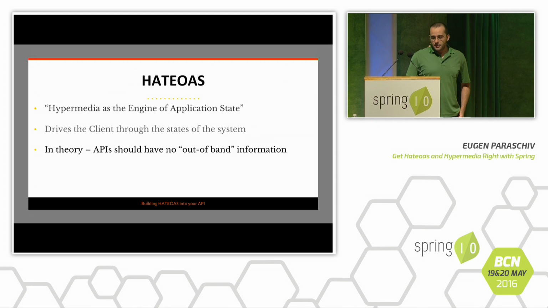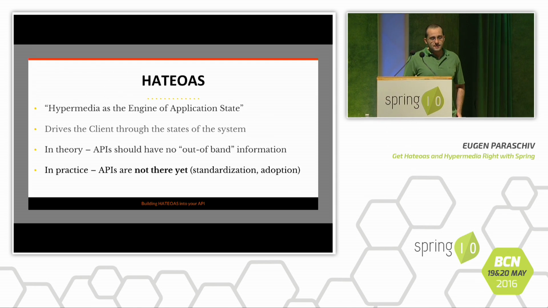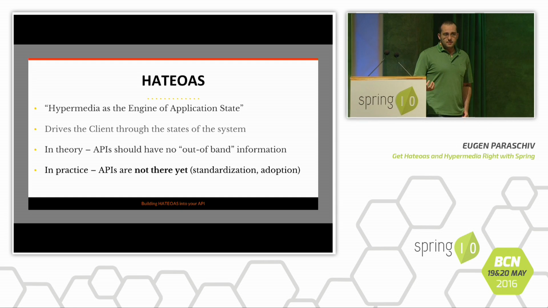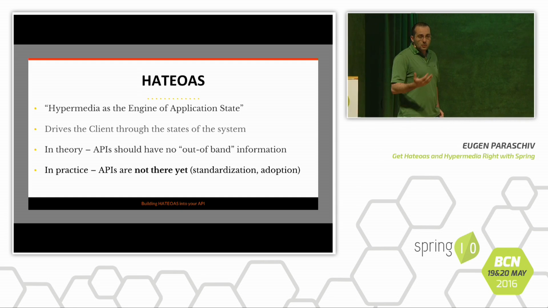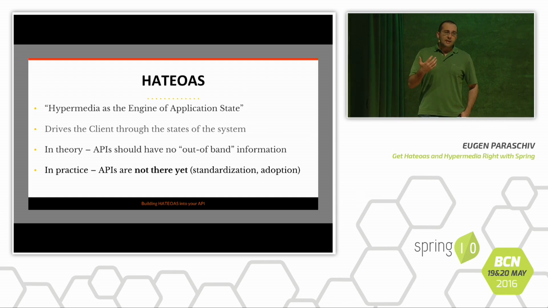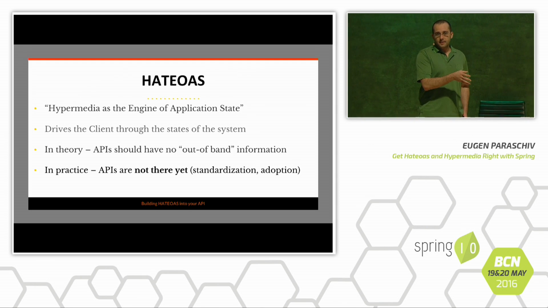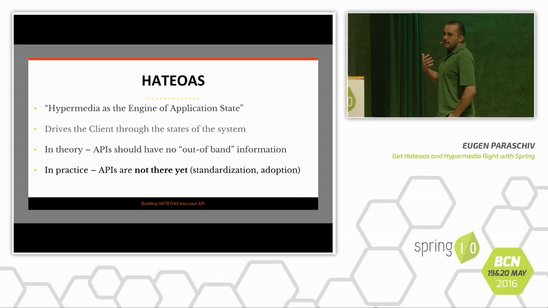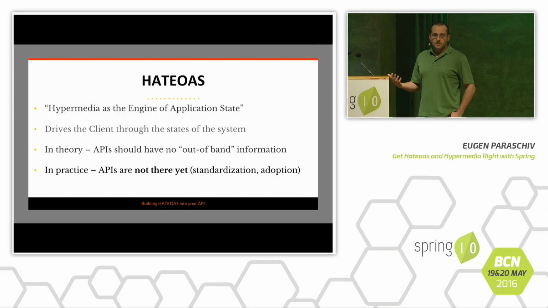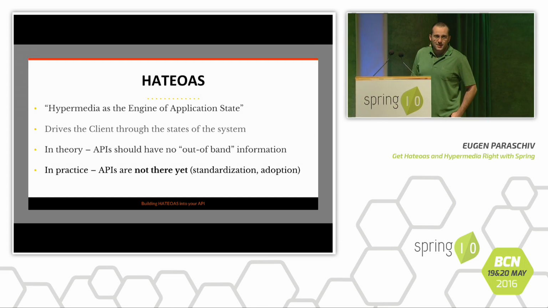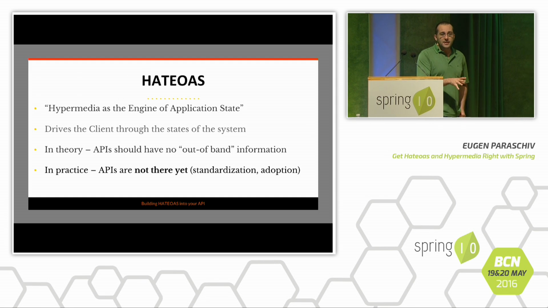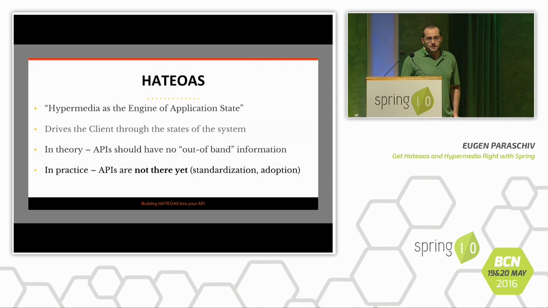Now, of course, that's the theory. In practice, APIs are not there yet. They're not there yet mostly in terms of standardization. If you look at the standardization that HTML has, HTML is there. So you can build browsers, you can build clients that rely on the rich standard that HTML has, and you can pretty much rely on that standard. Now, APIs and the other parts of the ecosystem are simply not there yet.